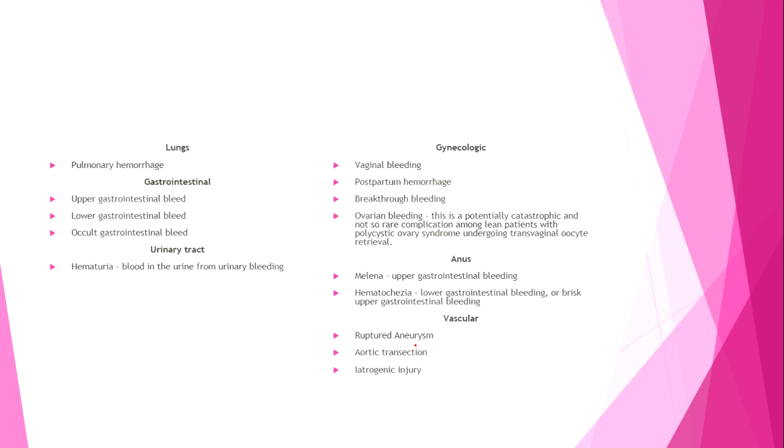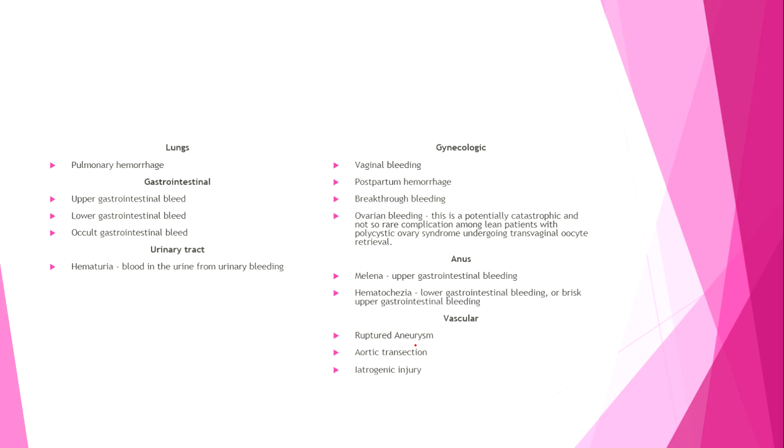Lungs, pulmonary hemorrhage. Gastrointestinal: upper, lower and occult gastrointestinal bleeding. Urinary tract, hematuria, blood in the urine from urinary bleeding. Gynecologic: vaginal bleeding, postpartum hemorrhage, breakthrough bleeding, ovarian bleeding. This is a potentially catastrophic and not so rare complication among lean patients with polycystic ovary syndrome undergoing transvaginal oocyte retrieval.